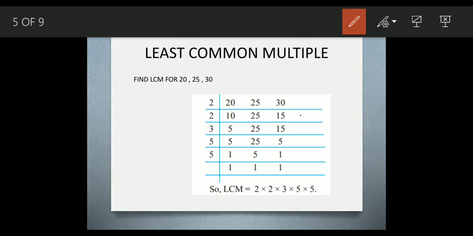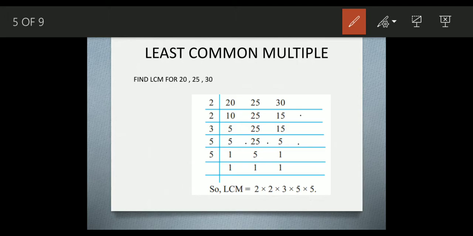So I'll take 3 as my factor. 5 is not possible, so I'll write 5 as it is. 25 is also not possible, so 25 is also written as it is. Now go for 15. How many 3s are 15? 5 3s are 15, so I have written 5 here. Clear? Now 5, 25, 5, all are possible in the 5 table. The only factor is the 5 table. Okay, so I'll go for 5.